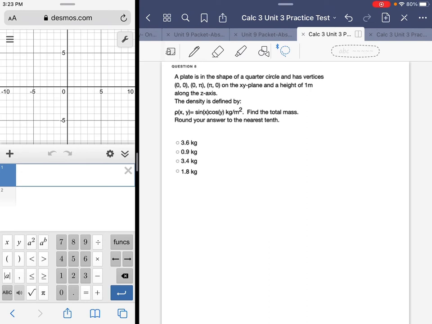So number 8, a plate is in the shape of a quarter circle and has vertices given on the xy plane, it has a height of 1 meter along the z-axis. So we're looking for the density. Oh, I'm sorry, no, we're not. The density is defined by this equation, find the total mass.